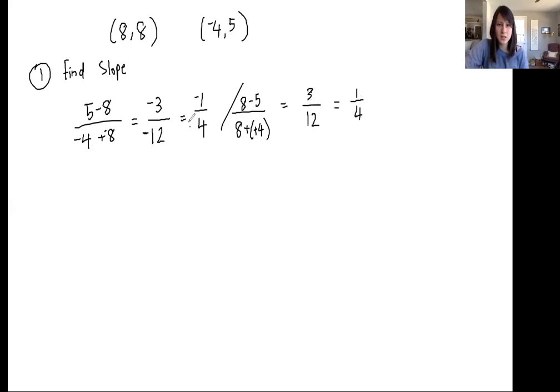So same thing here, that's a negative. So it's negative 1 over 4 or 1 over 4 is a positive. They're both the same, right? Negative 1 over a negative 4 is the same as 1 over 4. So that's my slope. And you only had to do one of these, but I wanted to show you that you could do it either way.